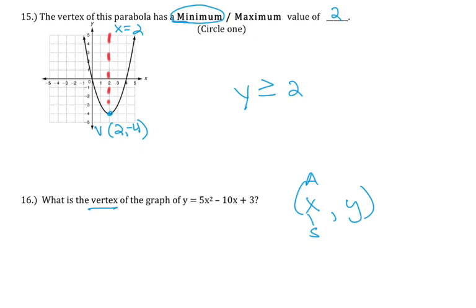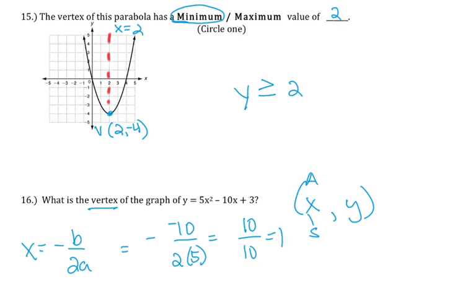16, what is the vertex of the graph? I know that the vertex stands for a very specific x and y value, where x represents the axis of symmetry and y is the y value. I solve for the x first using our formula of negative b over 2a. I plug in my numbers: negative b, which is negative 10, over 2 times a, which is 5. That's negative 10 over positive 10, which is 1. So my axis of symmetry is 1.